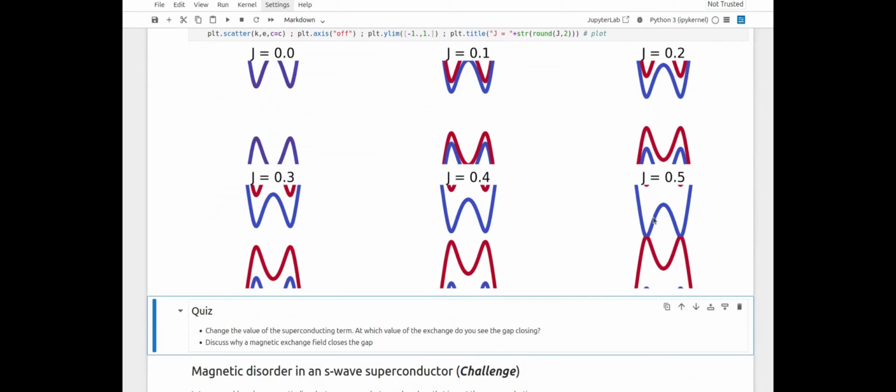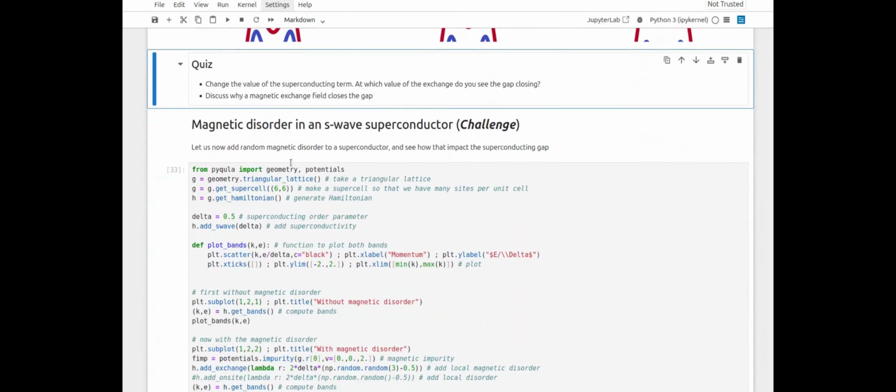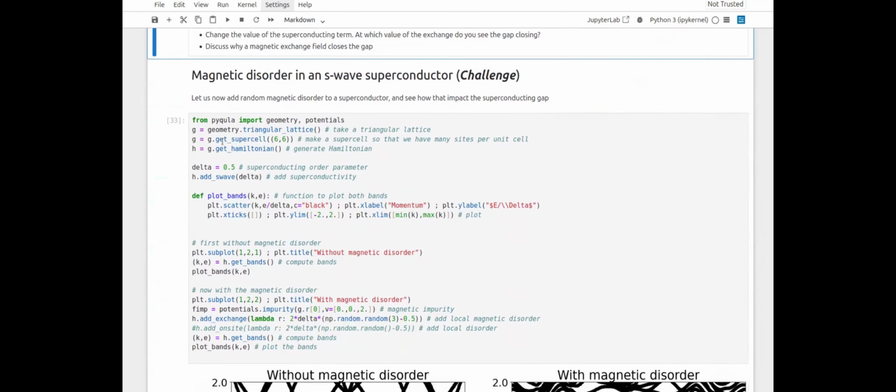And so the whole idea is that there's this competition between magnetism and S-wave superconductivity. If magnetism wins, then your system becomes a magnetic metal. If superconductivity wins, your system remains a superconductor. And this is also the reason why magnetic disorder is very detrimental for a conventional superconductor.